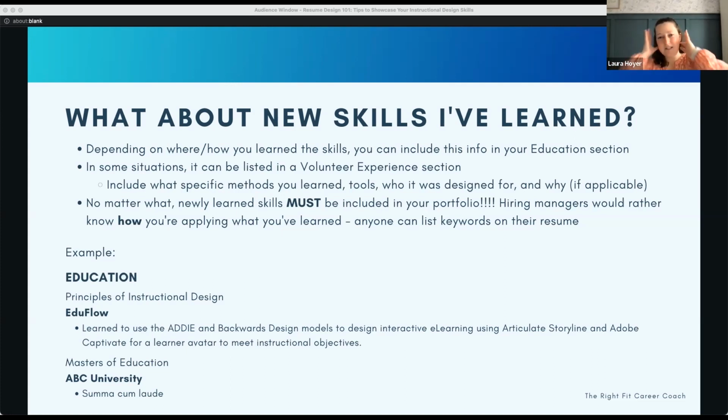So hiring managers, and I can't say every single hiring manager in the whole wide world because I don't know for sure, but I can venture to say most would rather know how you're applying what you've learned than just listing it as a skill on your resume. For example, I could put on my resume that I juggle, but I actually can't. So make sure that whether it's in your resume, like the example below, or in your portfolio, you are showing how you've applied those skills. Cool.